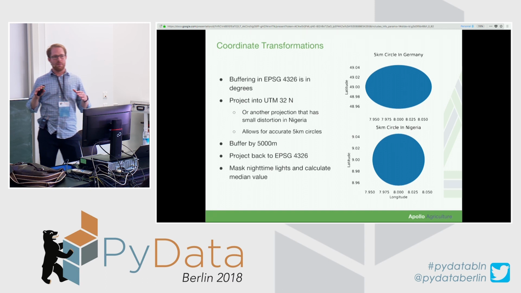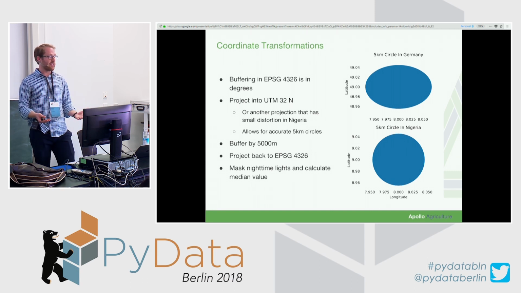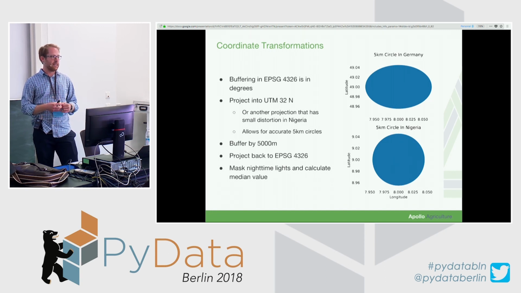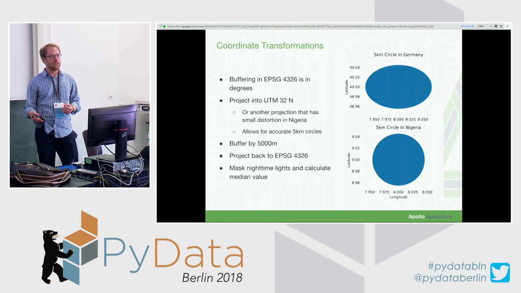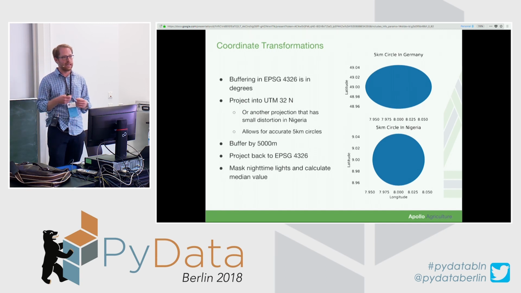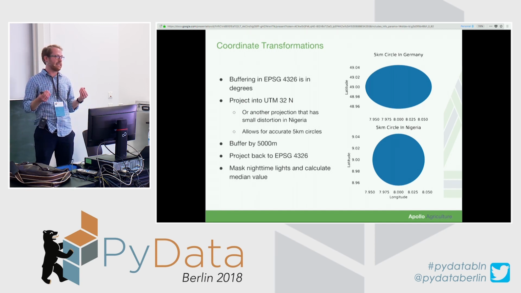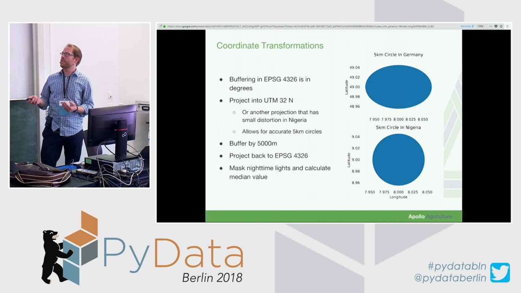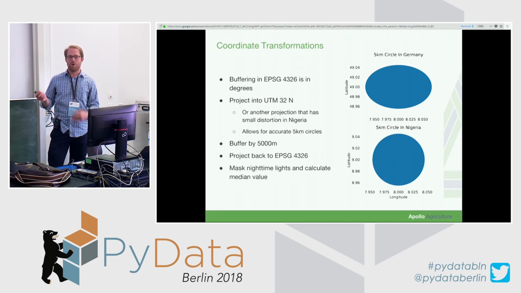But there's a little bit of uncertainty here, because the buffering operation works within that projection system. So if we naively do a buffer, we're buffering in degrees of lat lon. That's not really what we want, because a degree of latitude or longitude has a different distance across the Earth. As you go further toward the poles, one degree of longitude has less distance than around the equator. So in order to do this, we do a series of transformations. We transform it into a coordinate reference system that is in meters and has a small amount of distortion in the area we're interested in.